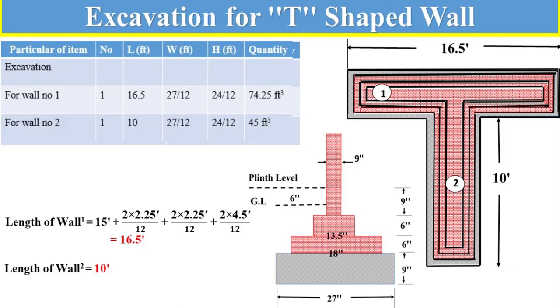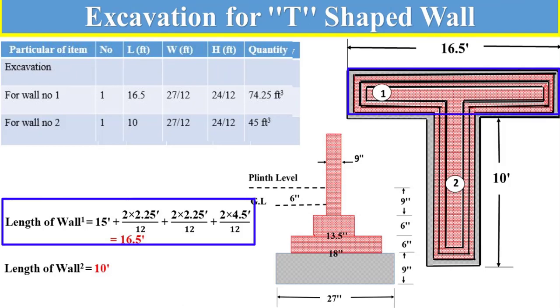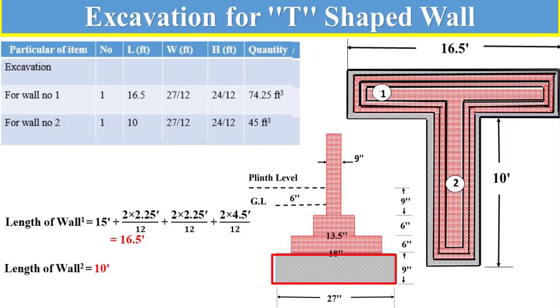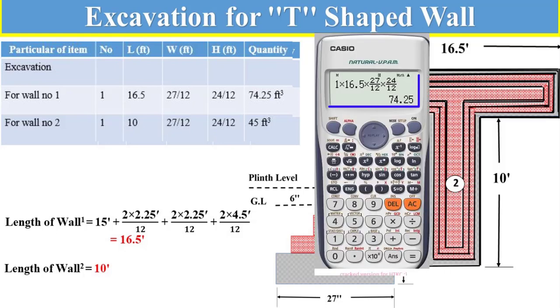For the excavation in foundation, for wall number 1, the length is taken as 16.5 feet. The width of foundation is 27 inches, so divide it by 12 for feet. The height or depth of excavation is 9 inches plus 6 inches plus 6 inches plus 3 inches, that is 24 inches. So 24 divided by 12 is the depth of excavation. The total excavation for wall number 1 is 1 multiply 16.5 multiply 27 divided by 12 multiply 24 divided by 12, that is equal to 74.25 cubic feet.